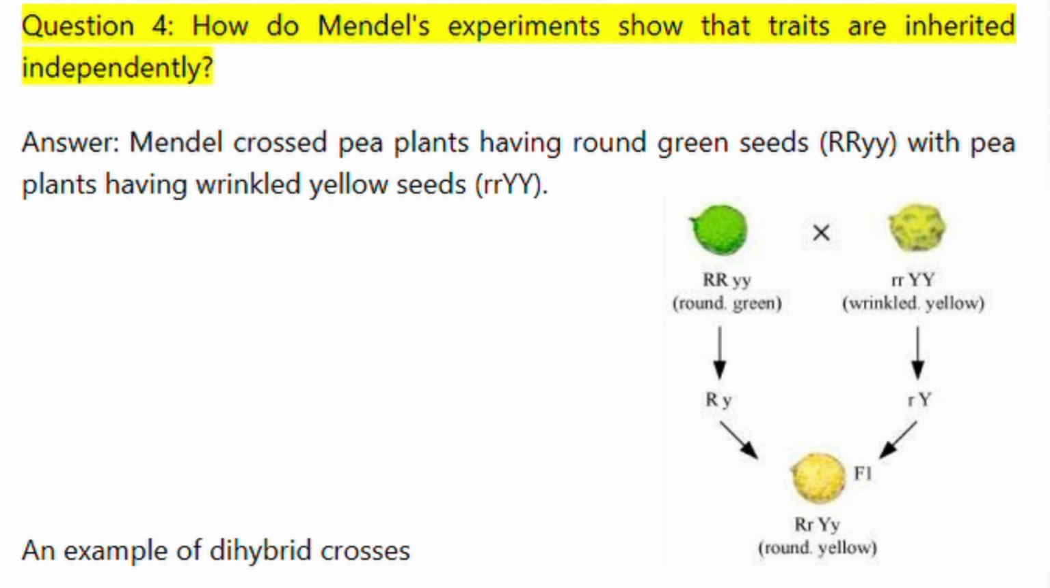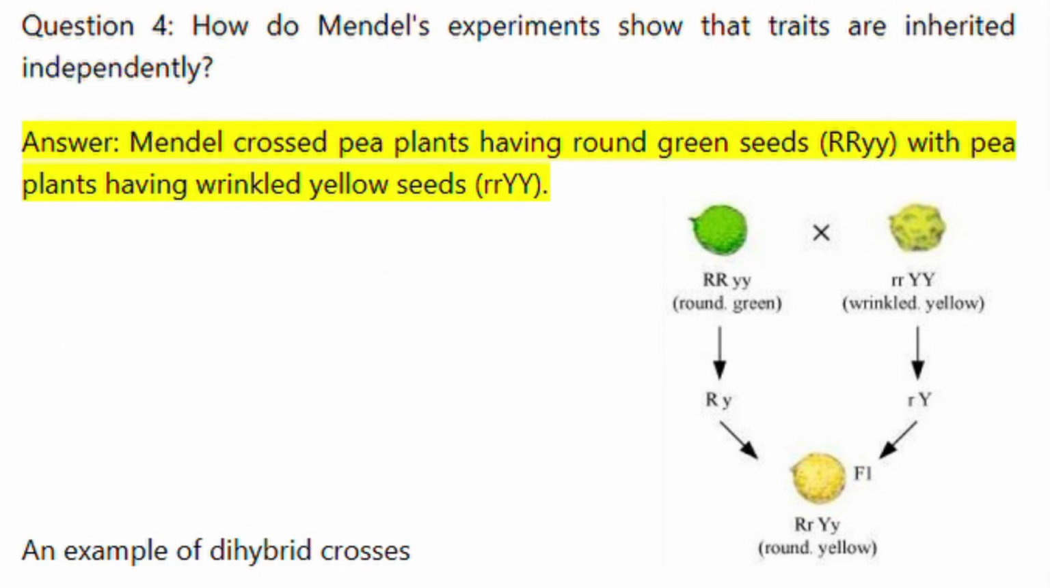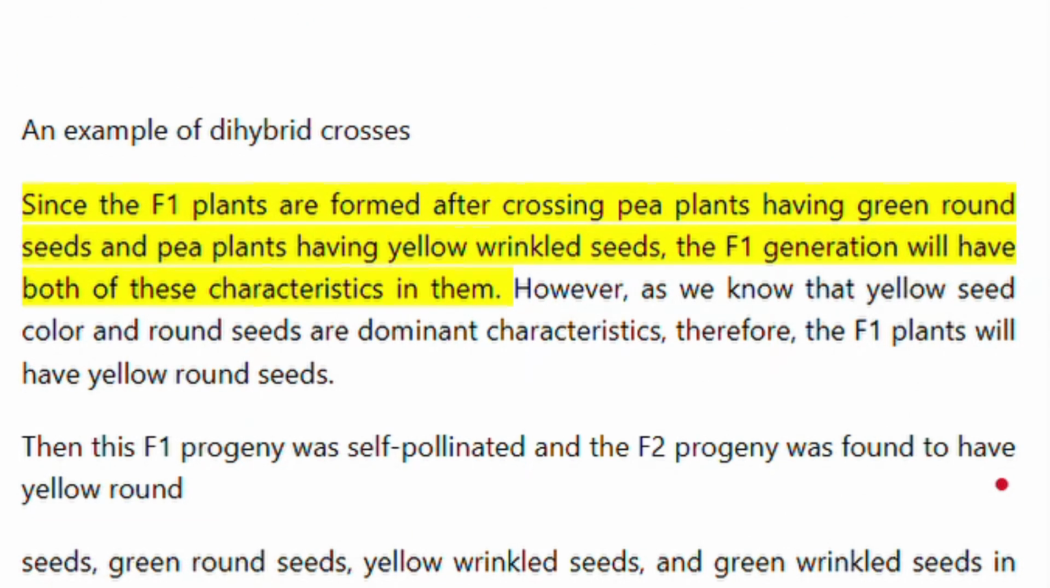Question 4. How do Mendel's experiments show that traits are inherited independently? Answer. Mendel crossed pea plants having round green seeds, RRyy, with pea plants having wrinkled yellow seeds, rrYY. An example of dihybrid crosses. Since the F1 plants are formed after crossing pea plants having green round seeds and pea plants having yellow wrinkled seeds, the F1 generation will have both of these characteristics in them.